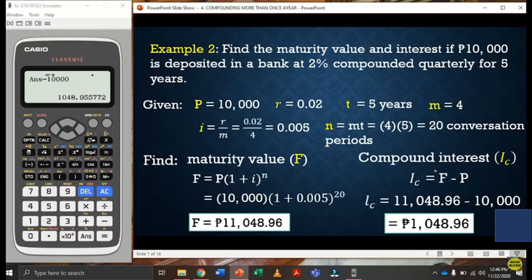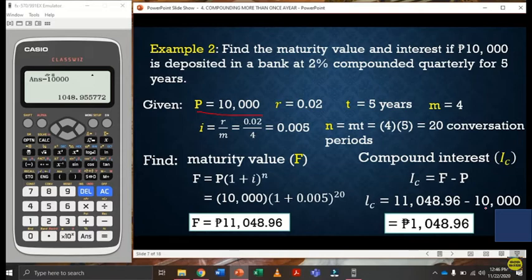Okay, so if we use compound interest, the future value is 11,048.96 pesos, minus the 10,000 principal. So 1,048.96 pesos is the compound interest.